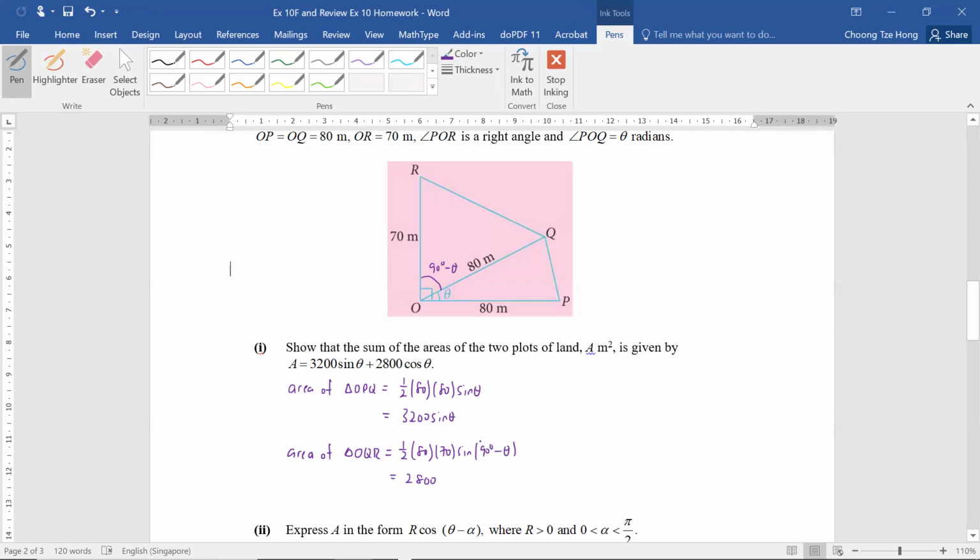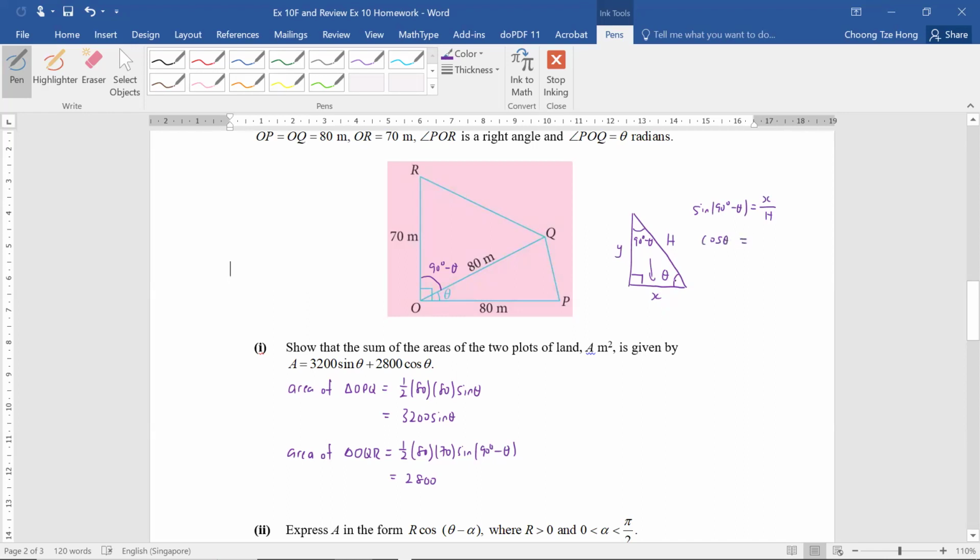One way is to use the addition formula. But another way is to realize the relationship between sine 90 degrees minus theta and cosine theta. Let's say we have a right angle triangle and this is theta, then this will be 90 degrees minus theta. Let's name this side x and this side y. Sine 90 degrees minus theta will be opposite over hypotenuse. The opposite will be x, over the hypotenuse h.